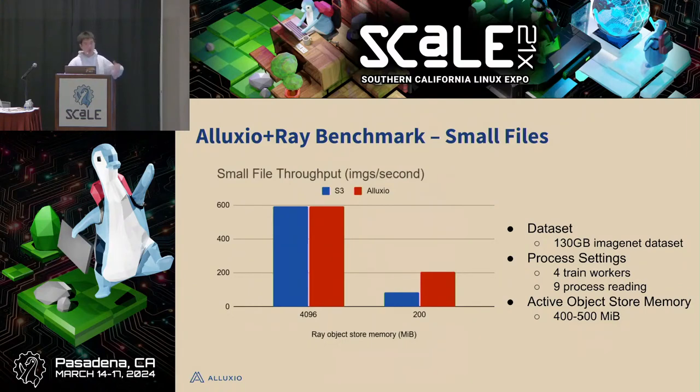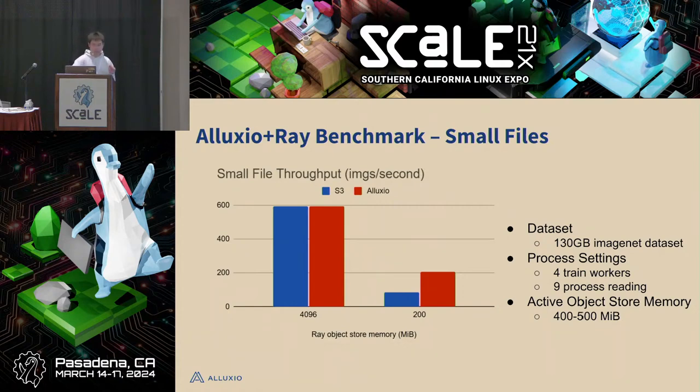And generally what we have observed is that the active object store memory ranges from 400 to 500 megabytes. On the left side, we show a diagram about the throughput, the images per second that we can load in Ray. So we directly read from S3, that's the blue bars, and also, what if we use Ray to load the data set from Elastio, that is the red bars.